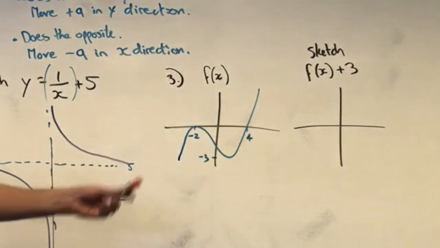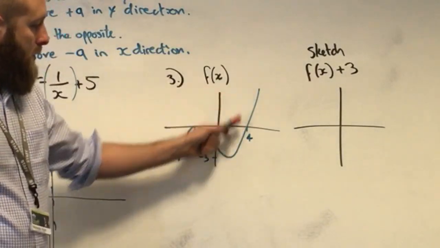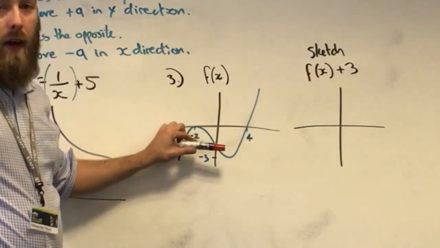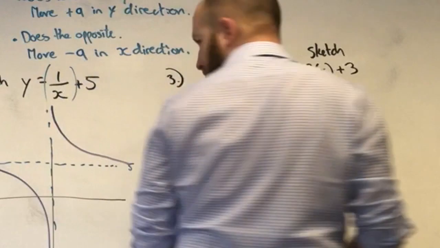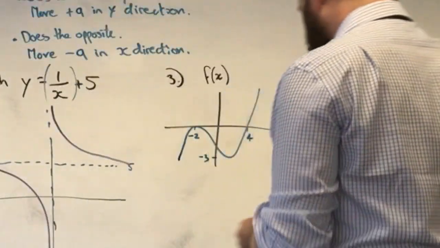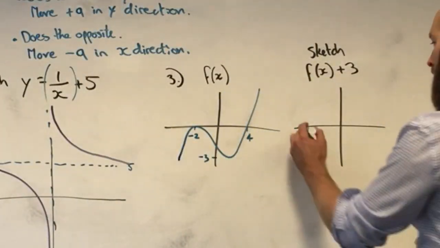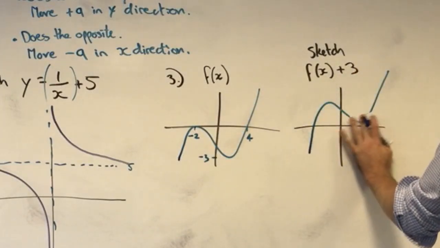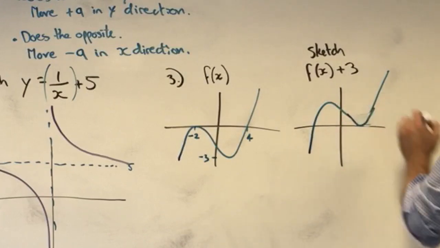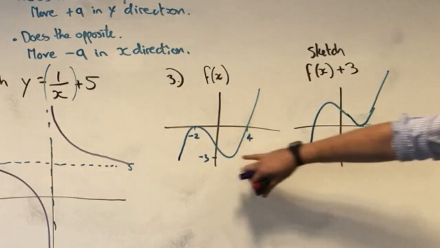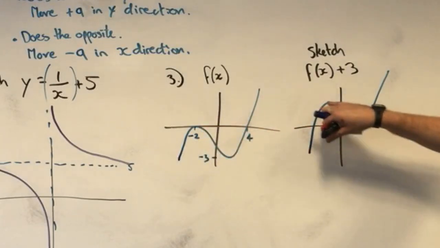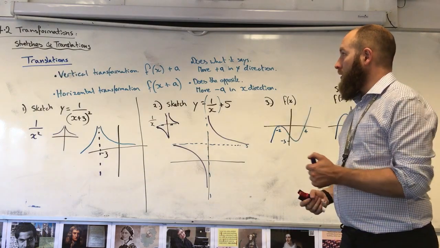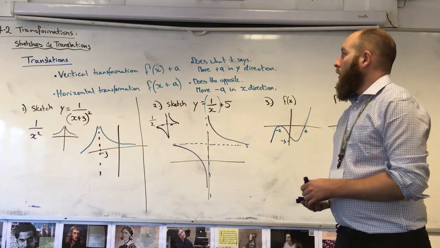Okay, last one's a bit different. They're given an original function, we don't know what it is, some sort of cubic, and we're asked to sketch f of x plus 3, so move the whole graph up by 3. So our new function: the point we sat on the axis there has moved up to here, and this point has moved up to here. Cool.